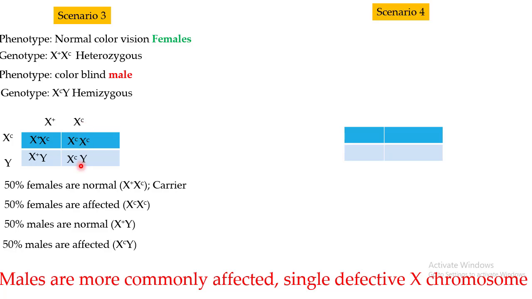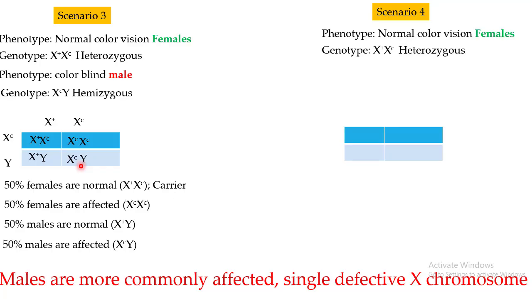If you talk about the other scenario, scenario number 4, in this particular case we are going to take again the normal color vision mother. Again, she is going to be heterozygous, she is going to be the carrier. Now we are going to take the normal vision male. The father is not colorblind, he is normal. So how are things going to be in this particular case?